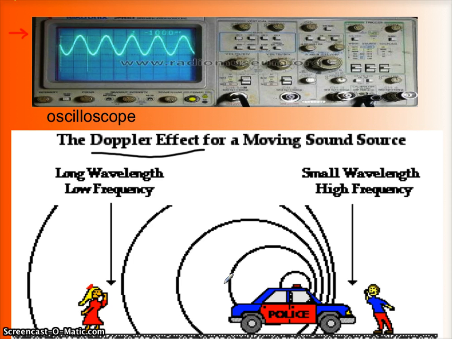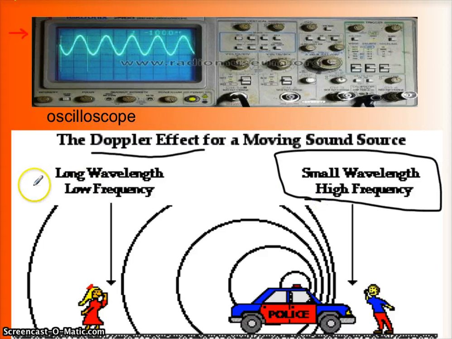It sounds like ding ding ding ding. It appears to change pitch, but you know that train is not really changing in pitch. It's doing the same thing all the way down the track. But like I said, you don't hear it that way. What you hear is the smaller wavelength and higher frequency here, and the longer wavelength and lower frequency here.